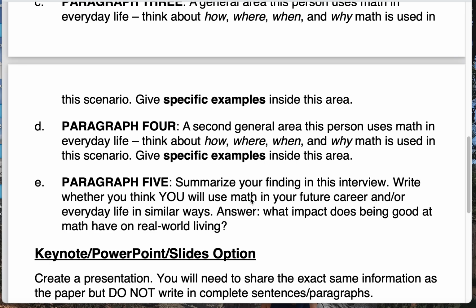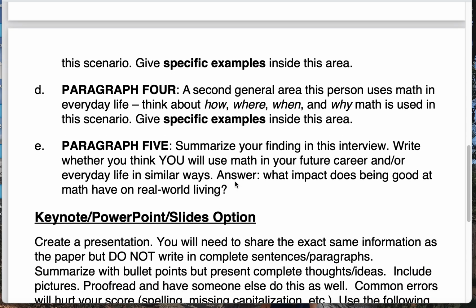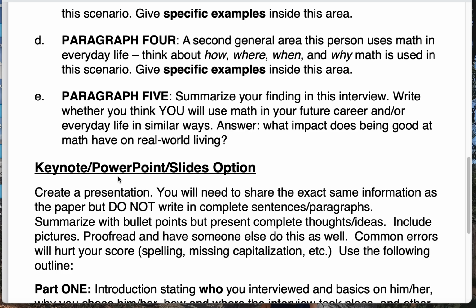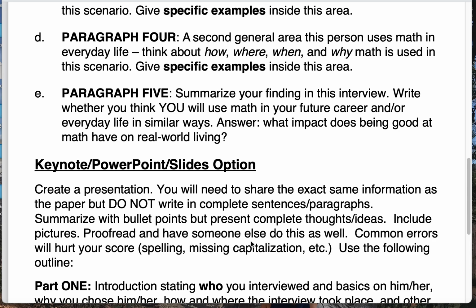Okay. If you don't want to write a paper, you can do a similar thing with a slideshow. In the slideshow, we don't want complete sentences and paragraphs. We want bullet points. We want thoughts, ideas. We want pictures as well. If you're not going to write sentences, have some pictures that go along with your slides. Have transitions. Make it look good.